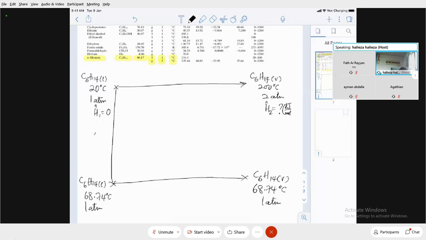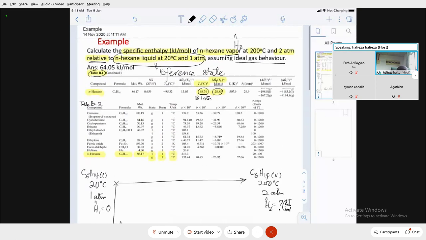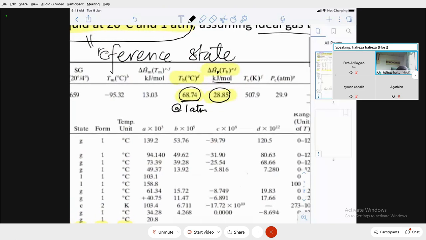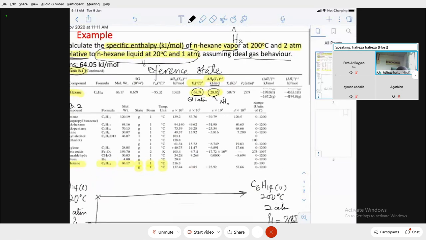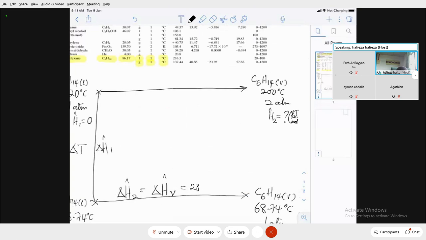This is change in temperature, which is delta H1. This is delta H2, the specific change 2, which is equal to your change in vaporization, subscript V, which you can get from the appendix. Just now, what did we get? If I zoom this up, that is the delta H vaporization at its boiling point, 28.85. So I'm going to write that value, 28.85 kilojoules per mole.